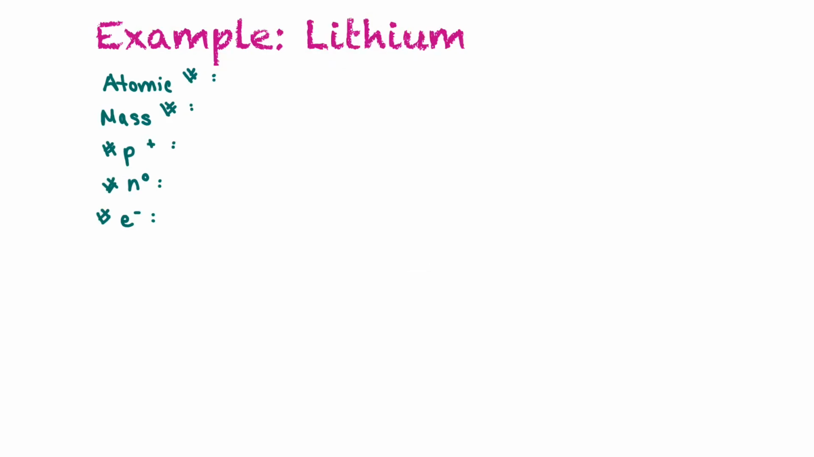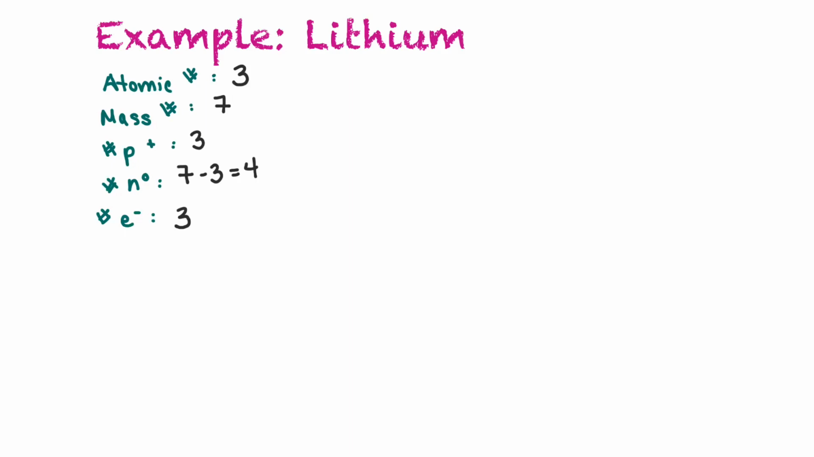Now we'll try the same thing with lithium. So lithium has an atomic number of 3 because it's on the far left. And it has a mass number of 7. So we know that there are 3 protons and 3 electrons, but the number of neutrons we have to figure out. So 7 minus 3 equals 4. So we have 4 neutrons because the mass number is equal to the number of protons plus neutrons, remember.